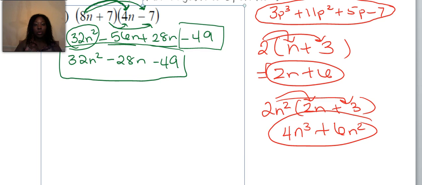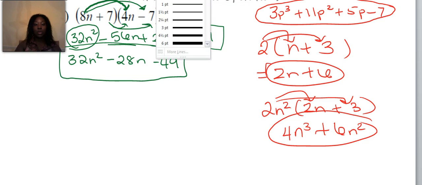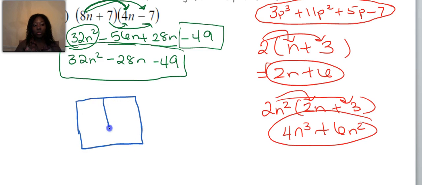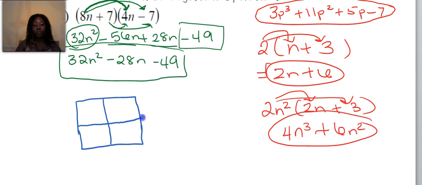Okay, so let's go ahead and draw my box method. Draw a 2 by 2 box, because you have a 2 term by 2 term. In front of the box, your first one, 8n plus 7, positive 7.